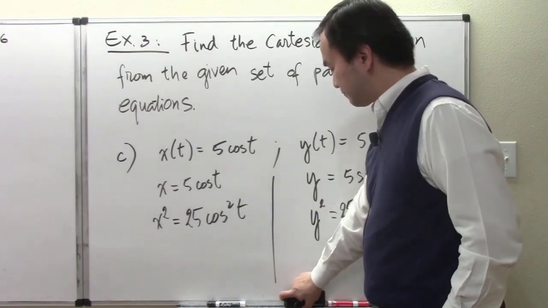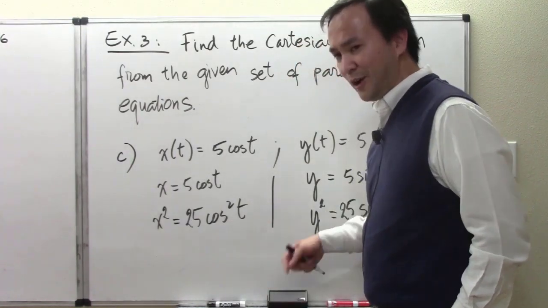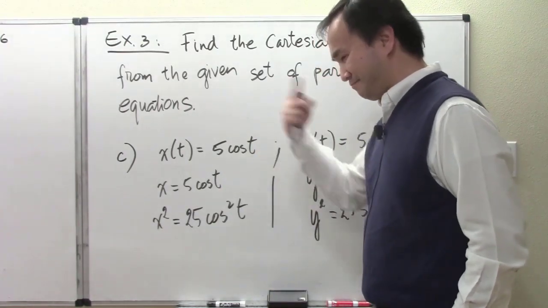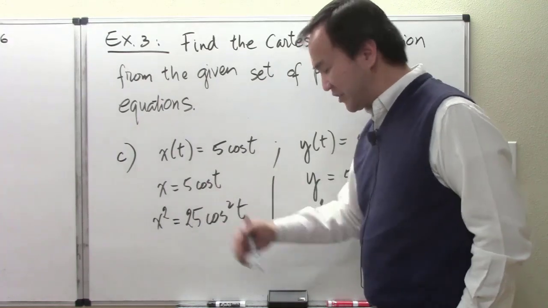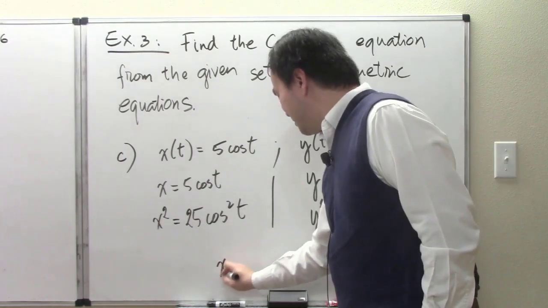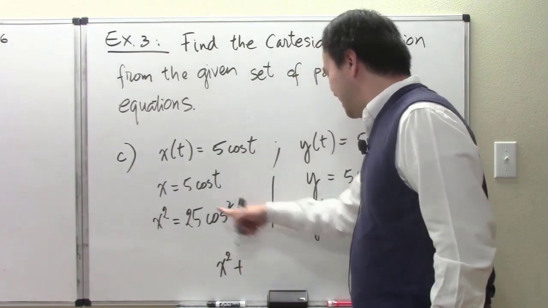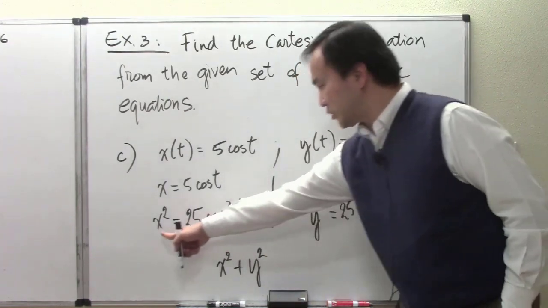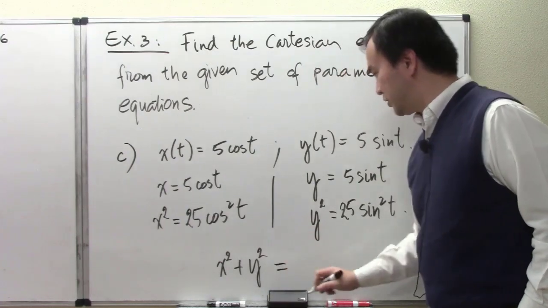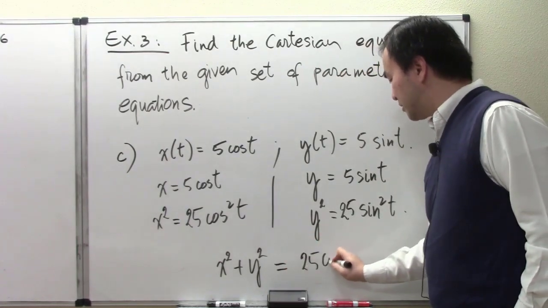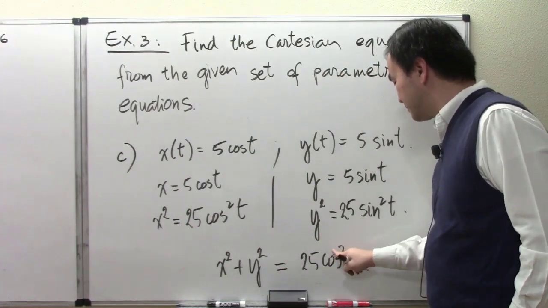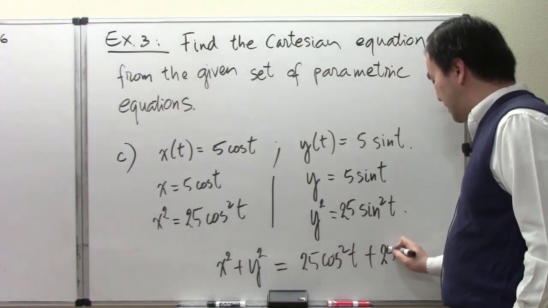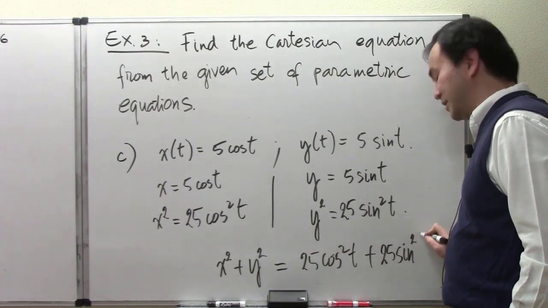But here's the thing. Why don't we? And it's all about why don't we. So I'm trying to lead your attention into different directions like that. So why don't we just simply add these two equations side by side? So x squared plus y squared will equal 25 cosine squared of t plus 25 sine squared of t. Do you agree with me on that?